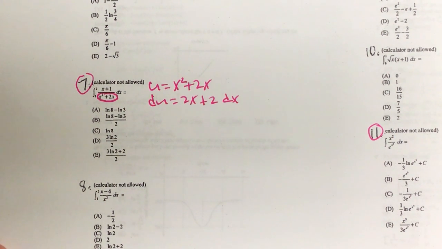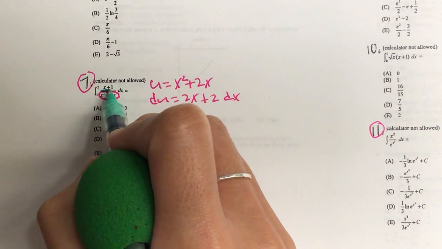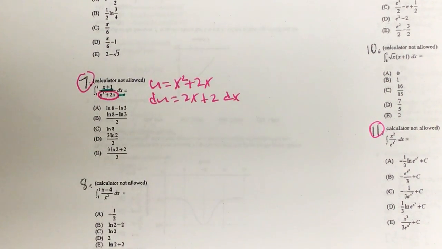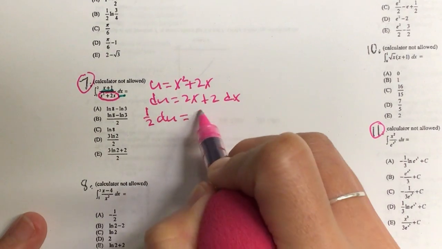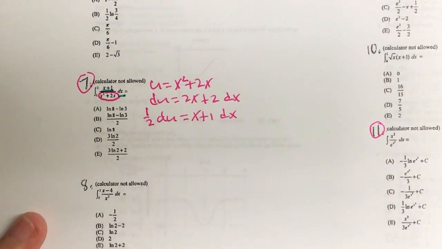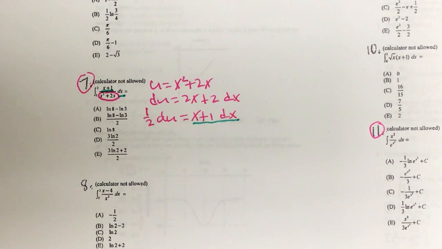Are we okay with that? All right, the only issue is, my goal is to make x plus 1 dx. Is there a way to do that by dividing by something? Good. So we have 1/2 du is equal to x plus 1 dx. So now all that is plugged in by half of du. What constant am I going to kick out?